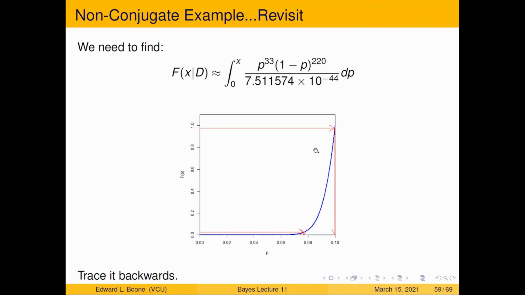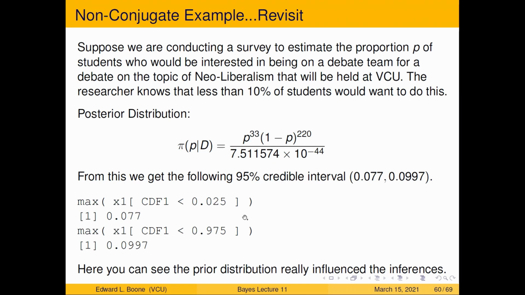All right, so we would map this backwards. Go to 0.975, come over, go down, go to 0.025, go over, go down, and that would give us our interval. Again, we can use our formula that we did before, and we get our interval here of 0.077 and 0.0997. Notice that entire interval is less than 0.1. Why? Because we told it has to be less than 0.1 in the prior distribution. So you can see the prior distribution really can influence the inferences that you come up with.